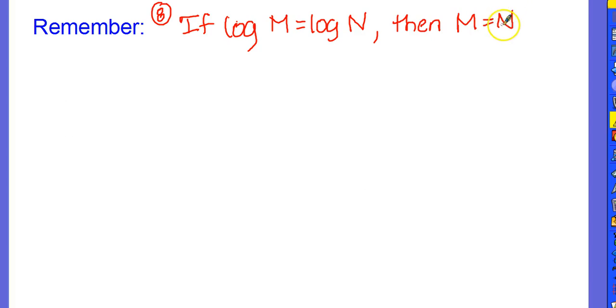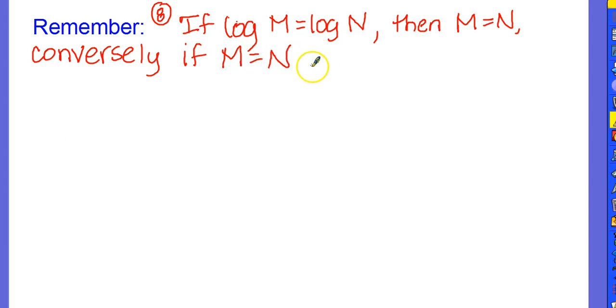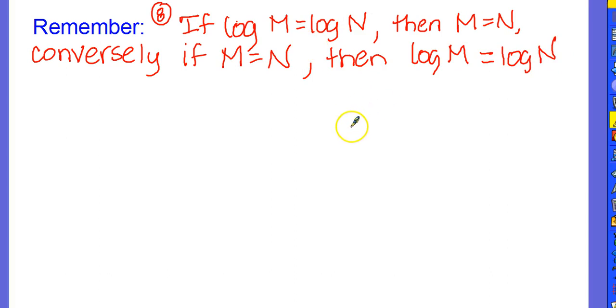We haven't used this property yet, but we will use it a lot today. But we won't be using it in its original form. We will be using its converse form. So conversely, I should logically be able to say if some number m is equal to some number n, then the log of m will be equal to the log of n. It's just the reverse statement. And I think logically it makes a lot of sense.